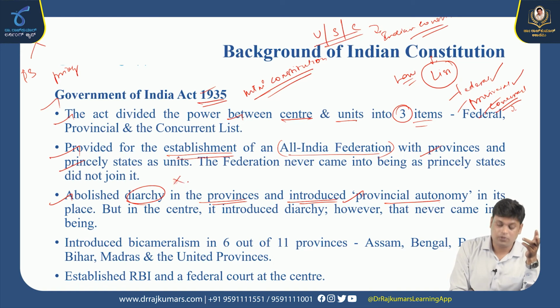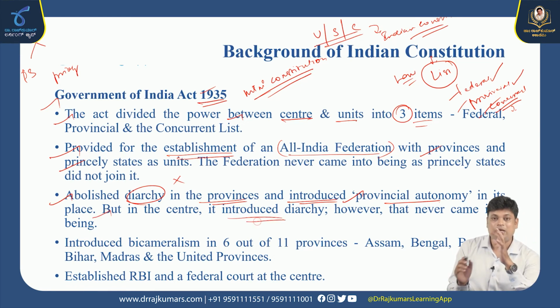That diarchy government was abolished. Now provincial autonomy was introduced, and at the center, diarchy was introduced. Whatever the transferred and reserved subjects that came under the provinces in the earlier act were introduced to the center now. So the center now has the transferred as well as the reserved subjects.